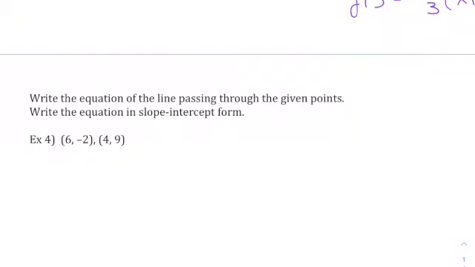Example number 4. Write the equation of the line passing through the given points. Write the equation in slope-intercept form. You have to have a slope. You have to have the intercept.